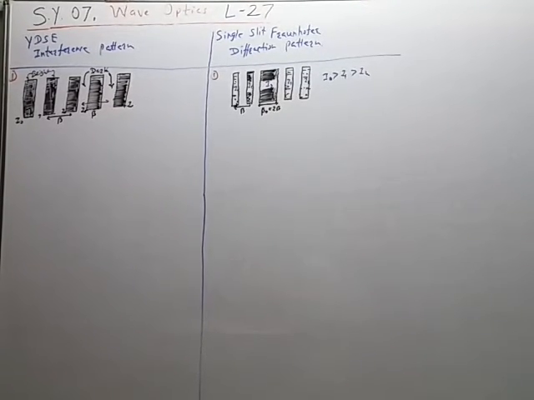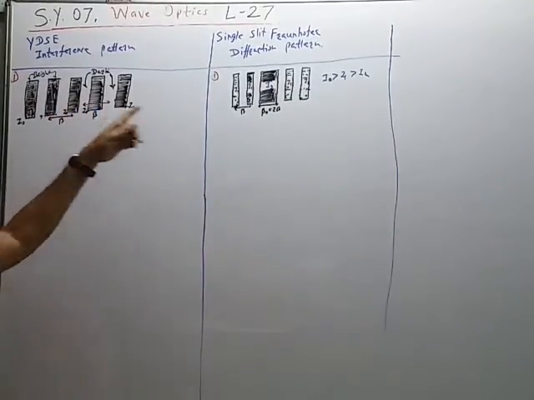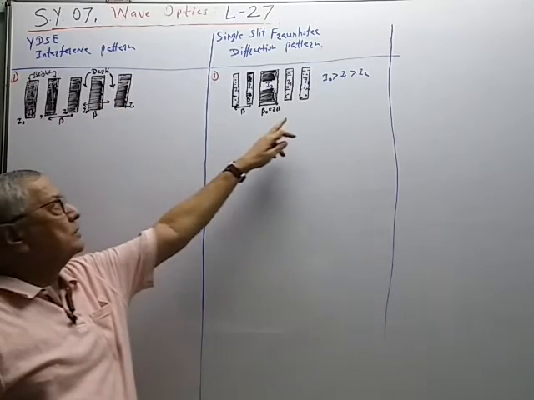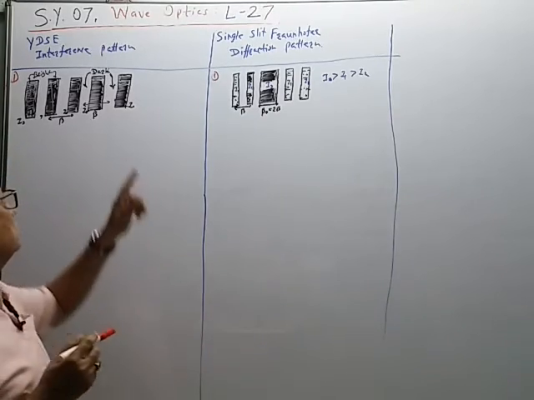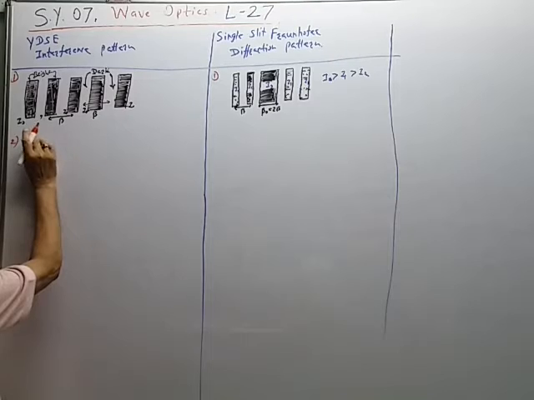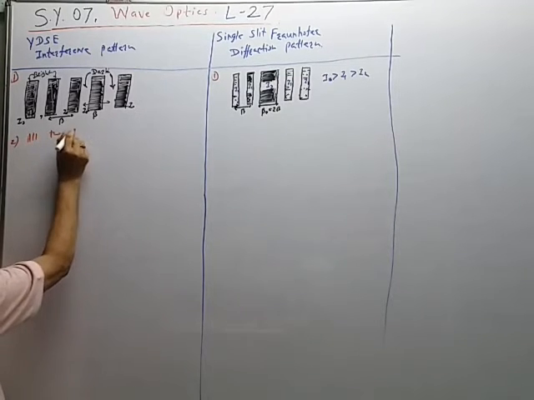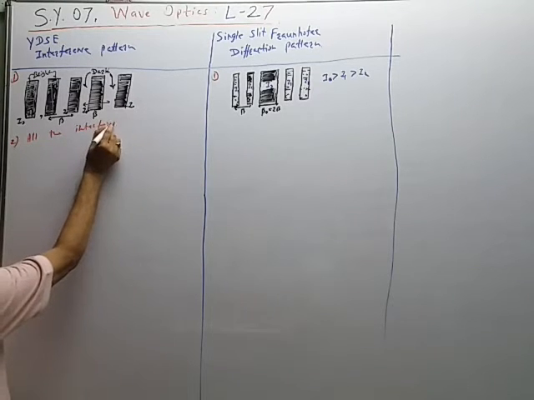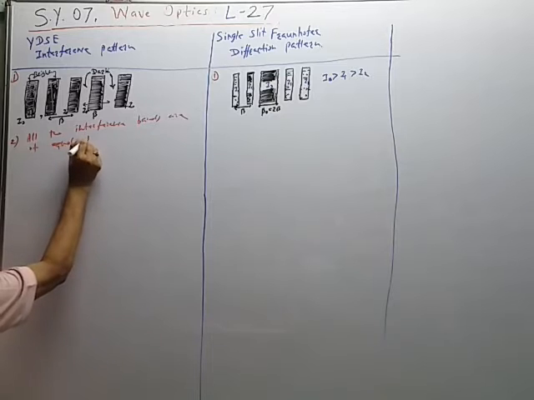Now let us differentiate between the interference pattern produced by YDSE, the Young double slit experiment, and the diffraction pattern produced by the Fraunhofer diffraction using a single slit. The first point of difference is the nature of the pattern. In the interference pattern of YDSE, beta is the same everywhere. From the figure, you can see that all the interference bands are of equal bandwidth beta.